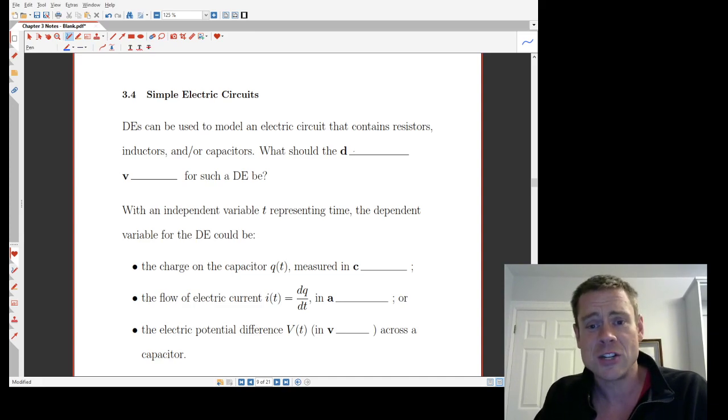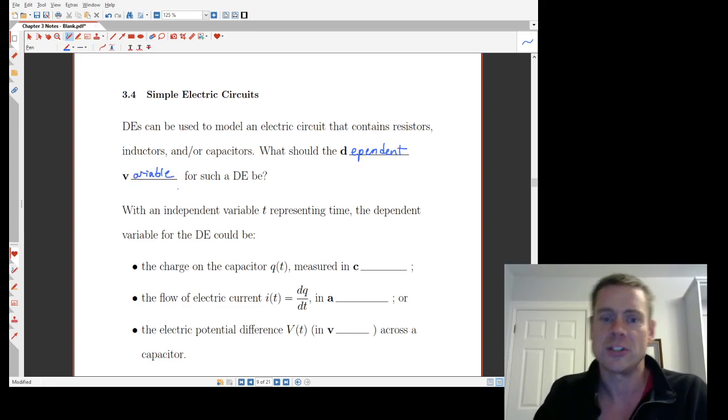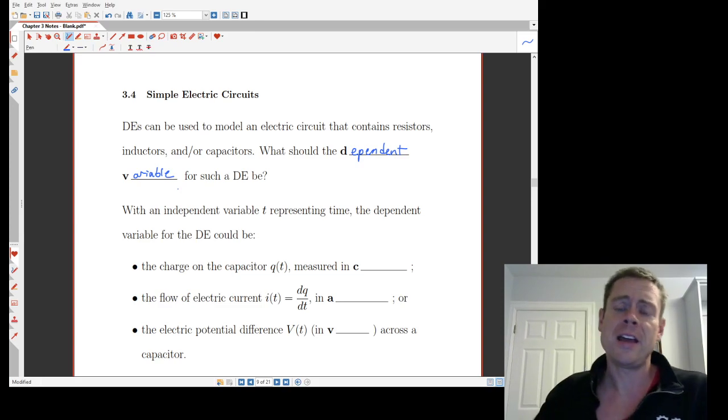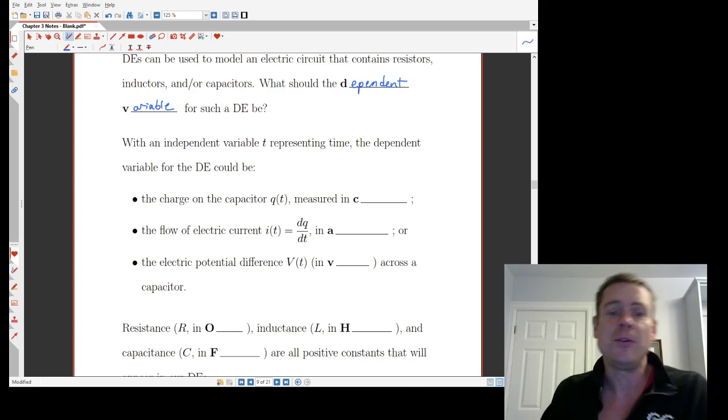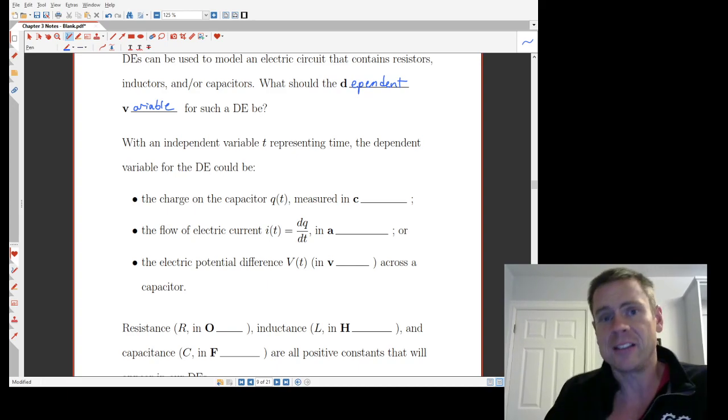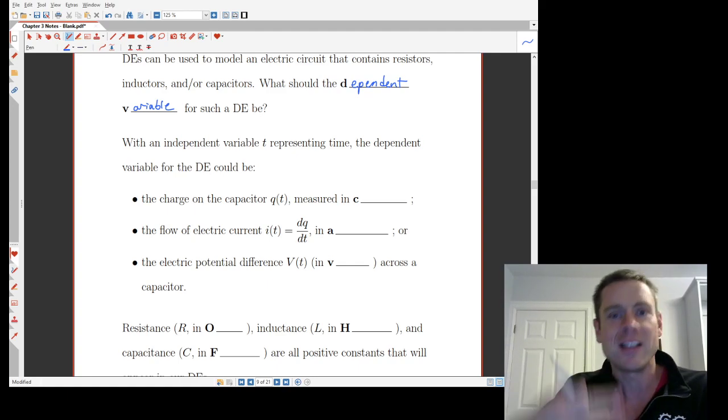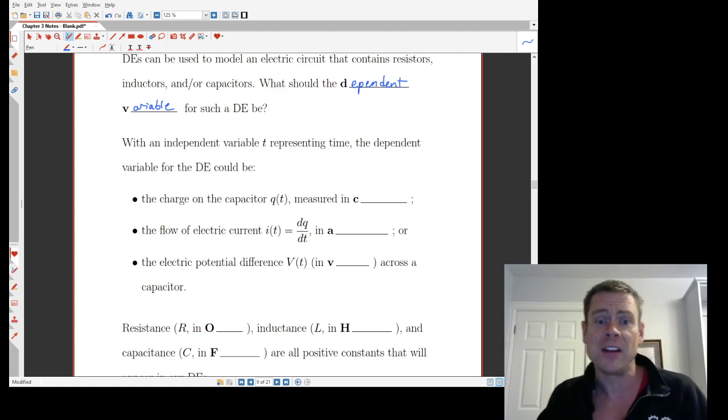For any differential equation, though, we know that we need a dependent variable. So what should the dependent variable be for a differential equation like this? Well, if the independent variable represents time, the dependent variable could be a few different things. The three things that I will expect from you, and I'm not going to go too far outside of the kinds of examples we do here in this video lecture, but you could measure the charge in the capacitor. Usually it's denoted Q of t, and we measure that in coulombs.